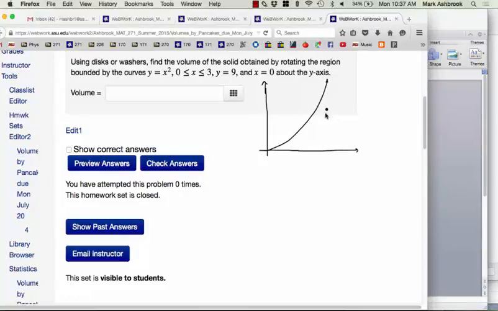So y equals x squared. Sometimes things like that make it easier, but sometimes they make it more complicated. But y equals 9 and x equals 0. That's the y-axis. So it's this thing right here. I'm going to go around the y-axis. I was doing around the x. I just didn't read the problem. Yeah, okay. We'll do problems like that today.